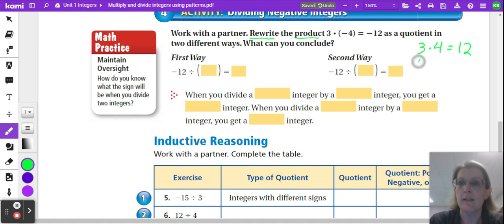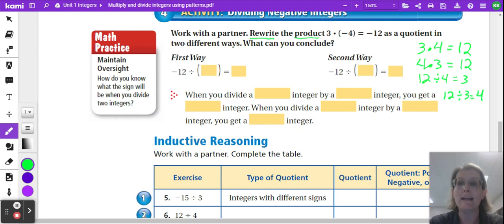So remember when you did number families, like you used to do 3 times 4 equals 12, and 4 times 3 equals 12? And then you did number families with division, like 12 divided by 4 equals 3, and 12 divided by 3 equals 4. We're going to look at those same types of number families, but now with negatives.